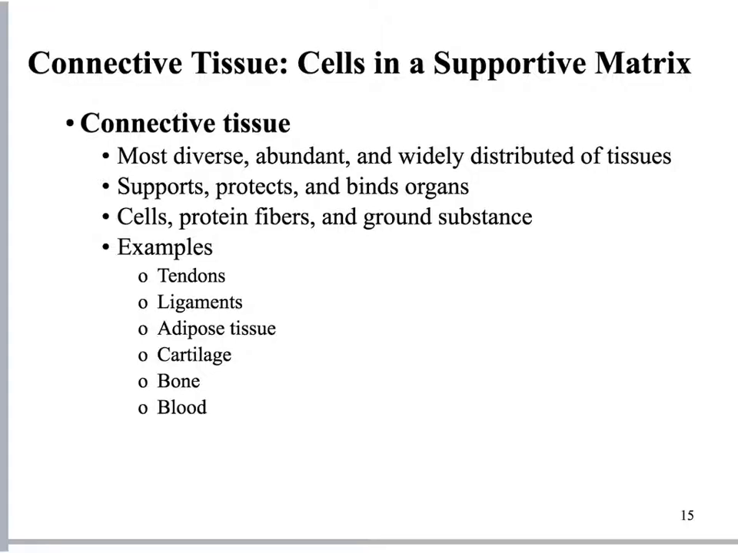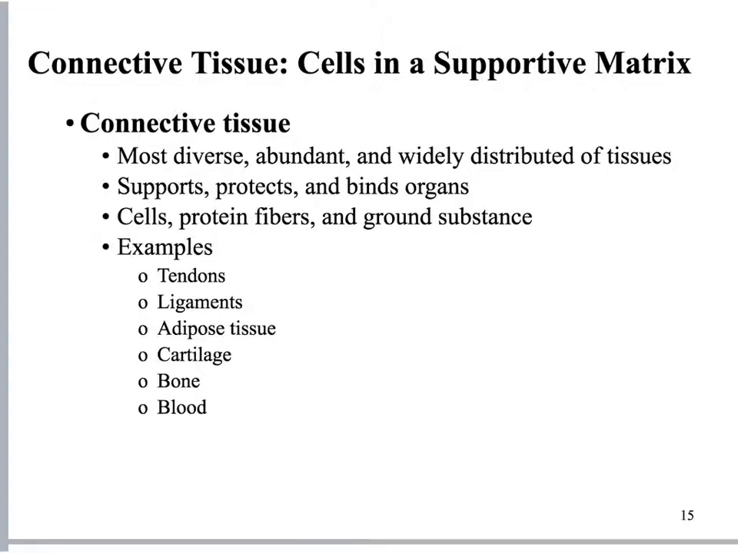It's just not. Connective tissue is more diverse than epithelial tissue, in terms of shape, structure, and function. It is the most diverse, abundant, and widely distributed of tissues. Even though epithelial tissue is found lining all your organs, connective tissue actually makes up all your organs in some way. Overall, its function is to support, protect, and bind organs together.